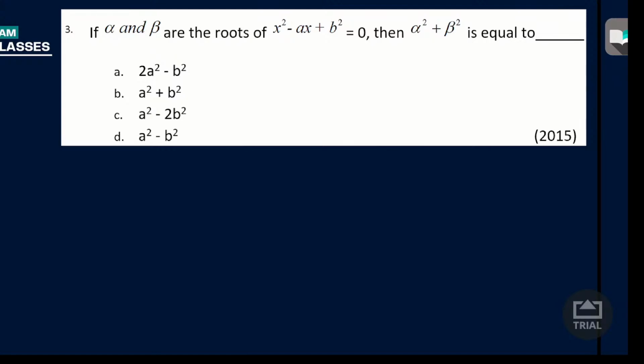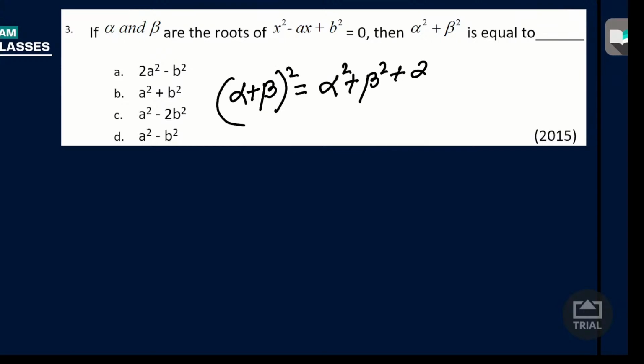Come on students, tell me this answer, this you can do. Let's see who does fast, me or you. Come on, let's see. Though I'm doing slow, huh? Alpha plus beta whole square equals alpha square plus beta square plus 2 alpha beta. So alpha plus beta is minus b by a. So what is my b? Minus a. So minus b is a, and a is 1. So minus b by a means a by 1, whole square equals alpha square plus beta square.